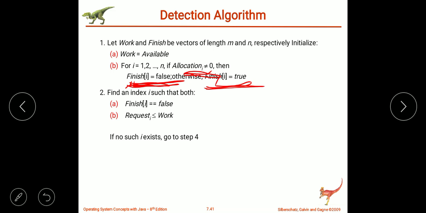In the second step, we have to find a process which satisfies both of these conditions. This is the same as our banker's algorithm. We have to find a process whose finish of I is equal to false and request I is less than or equal to work. In banker's algorithm, it was need. Here it is request. Otherwise, if we can't find any such process, then we have to skip to step 4.